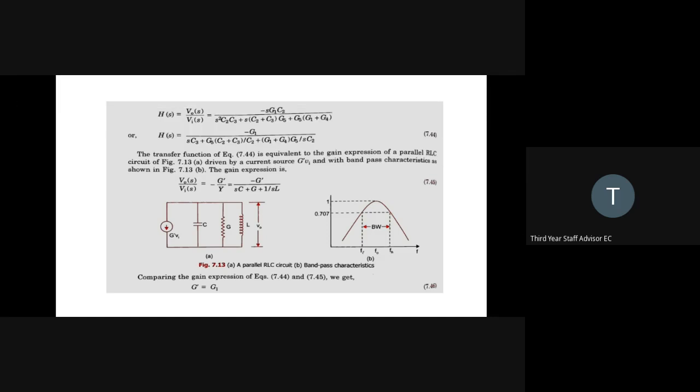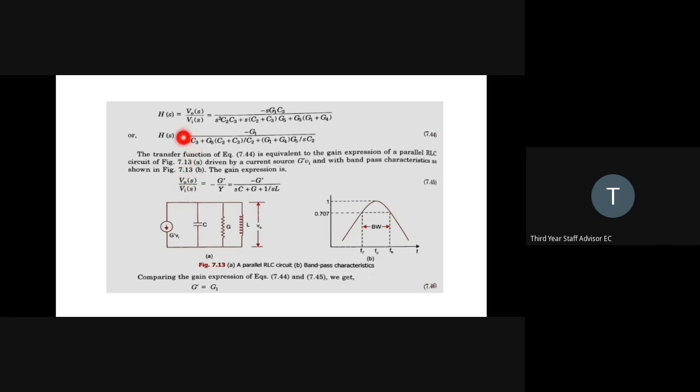Okay, so you can see here the transfer function equation. This equation is similar to the parallel RLC circuit equation. This transfer function is equivalent to the parallel RLC circuit. R, L, and C will be connected in parallel, and here instead of R you are using G, where G means 1 by R. So actually this is an RLC circuit which is driven by a current source. You can say that this equation is similar to a parallel RLC circuit driven by a current source having value G dash into Vi.